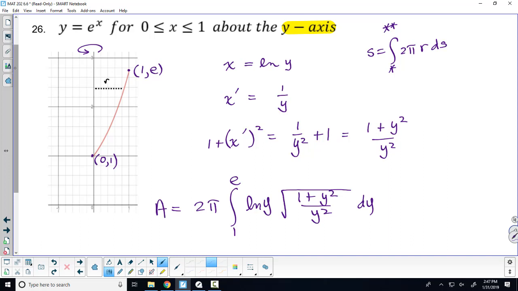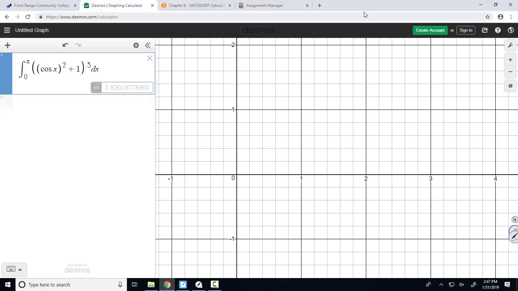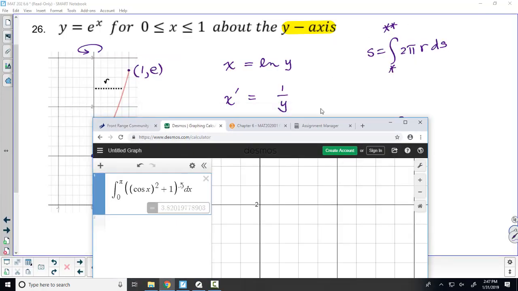So now we've got to integrate that with technology. That's one that we don't know how to integrate by hand. So we use some sort of graphing gizmo.